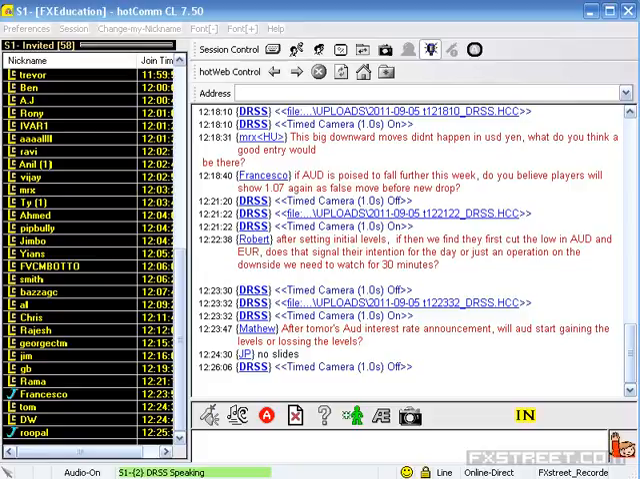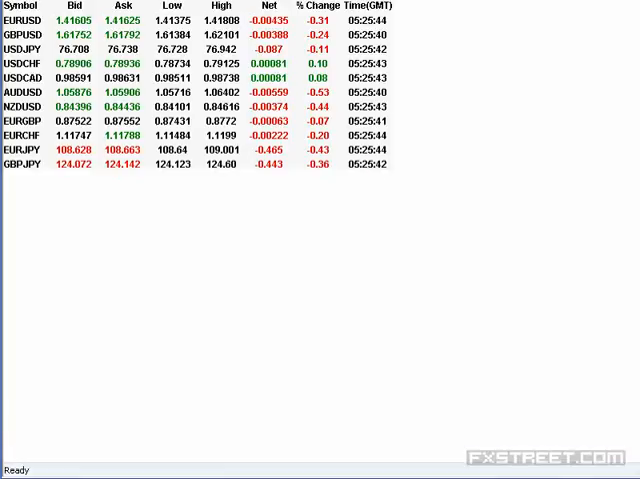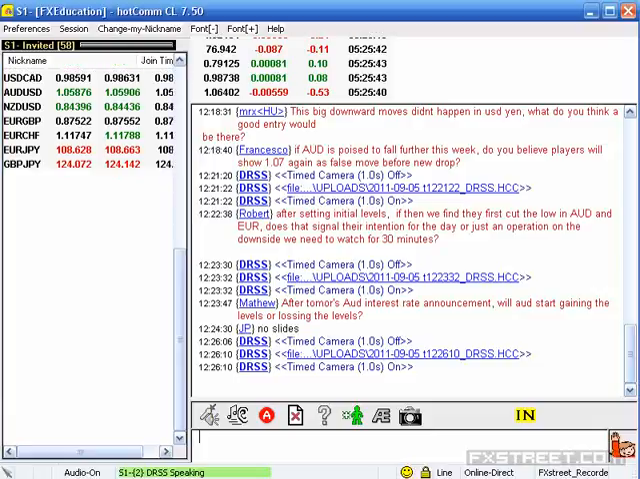Let me minimize the PowerPoint presentation and focus the camera over the live market code page and take up the questions and try to answer those questions.